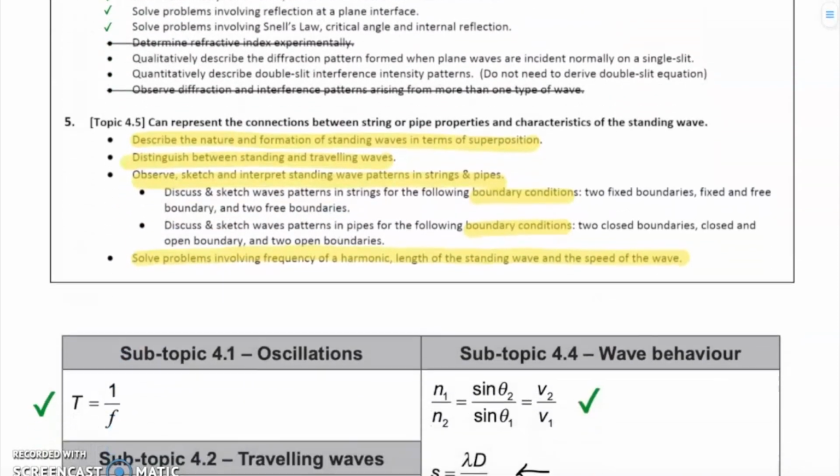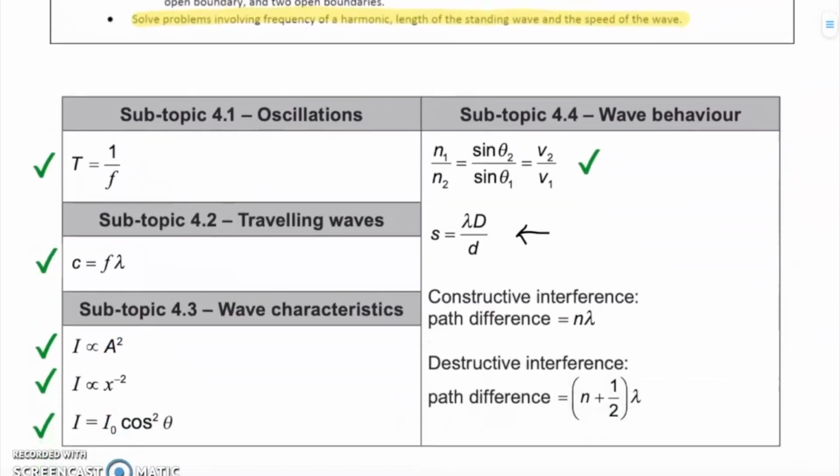Also keeping track of our equations in our data booklet, you can see that we have learned most equations in topic four. We've covered 4.1, 4.2, 4.3. We're over here in 4.4. Today we're going to focus on constructive and destructive interference, and that's building to our last equation right here, which we'll get to in a few classes. Okay, let's dive in.